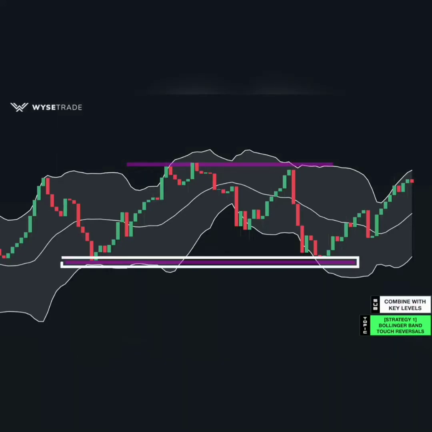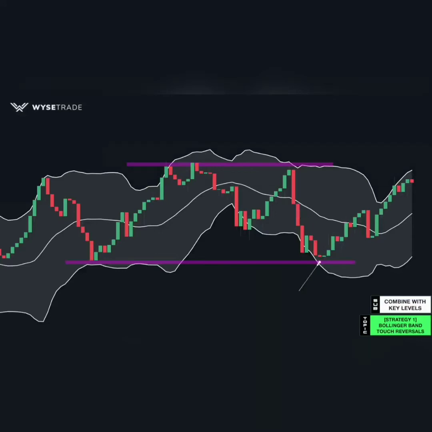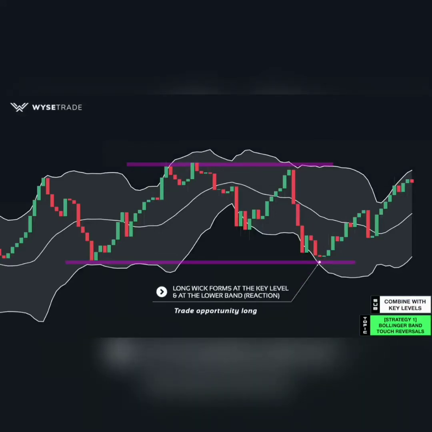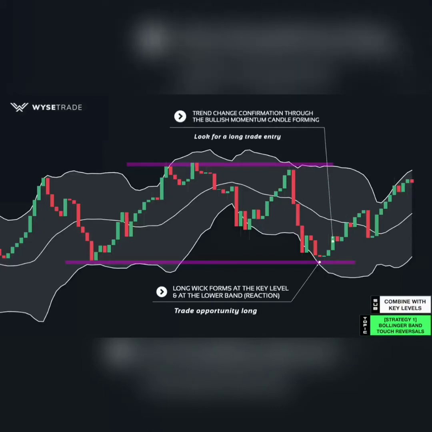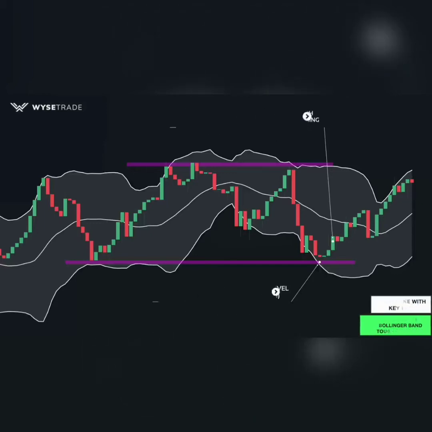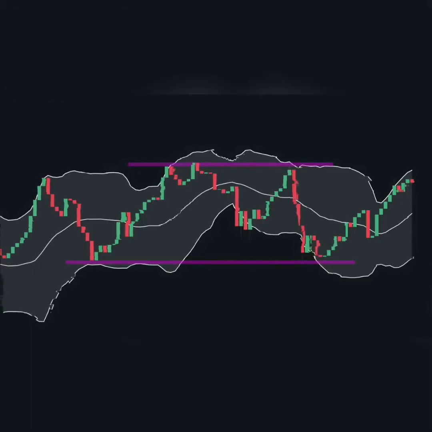Now in the opposite direction, this works the same. You had your key level here because of this reversal point. When price came back down, you had a long wick candle form at the key level and at the lower band, making this an area of confluence. Then once you had the momentum candle form off of the level, you would look for a long trade entry through the same time frame or through a lower intraday time frame. So moving on to the next strategy.